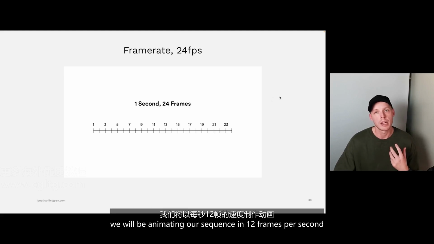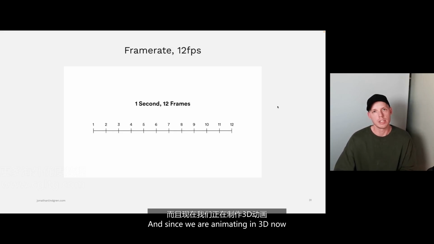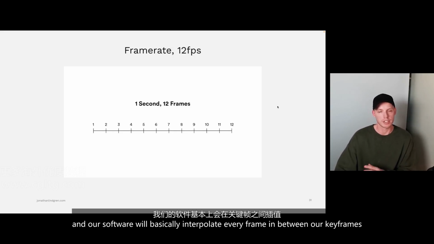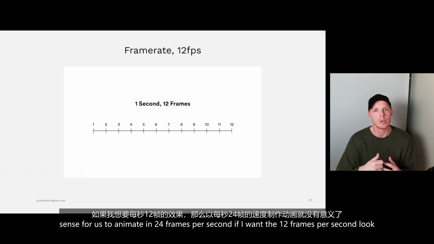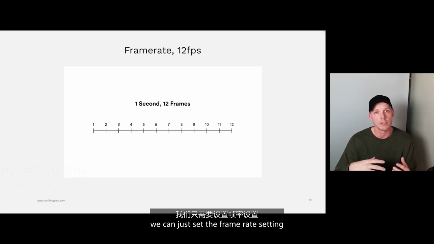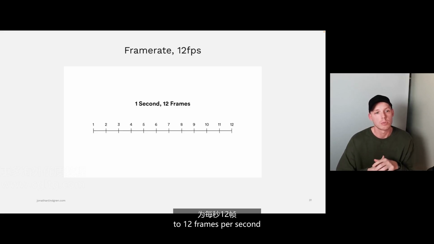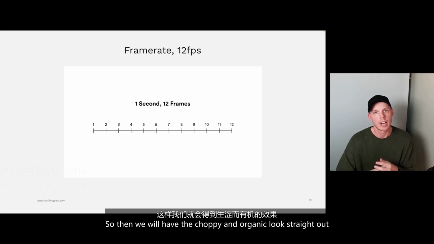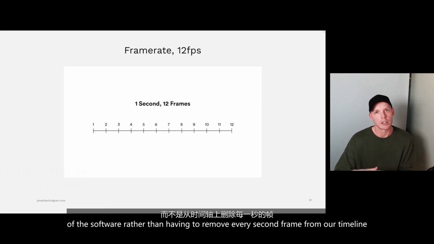So that is why we will be animating our sequence in 12 frames per second. Since we are animating in 3D now, and our software will interpolate every frame in between our keyframes, it wouldn't make sense to animate in 24 frames per second if I want the 12 frames per second look, right? So naturally, we can just set the frame rate, which we already did in our project file, to 12 frames per second. Then we will have the choppy and organic look straight out of the software, rather than having to remove every second frame from our timeline.